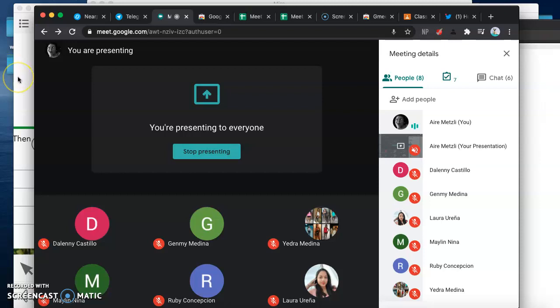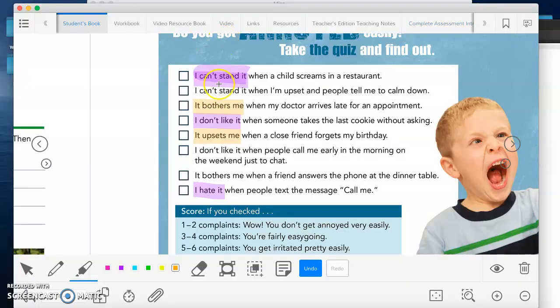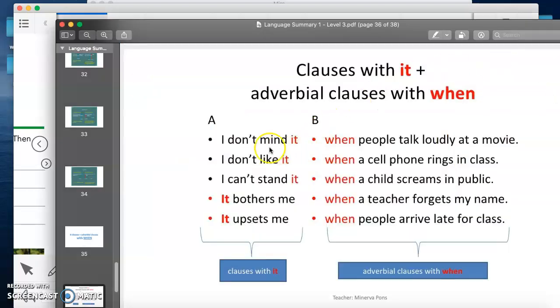Anyways, so the clauses with it help us express how we feel about something. For example, I can't stand it, it's something that you don't like. You are saying that you don't like it. If you say that it bothers you, it's because it's something negative. If you say I don't mind it, it's because it's not important to you.